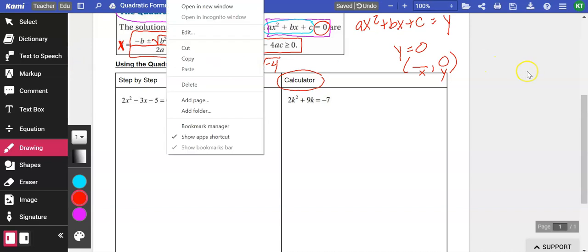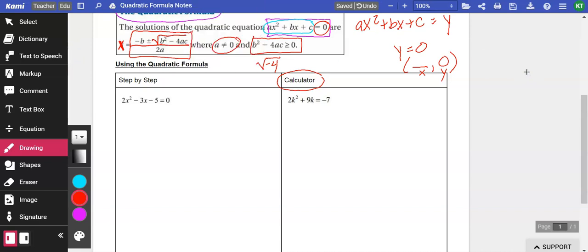Solve the quadratic equation 2x squared minus 3x minus 5 equals 0. So first step is to make sure that the equation equals 0. Since this one equals 0, our first step is done. Now we need to identify our a, our b, and our c.